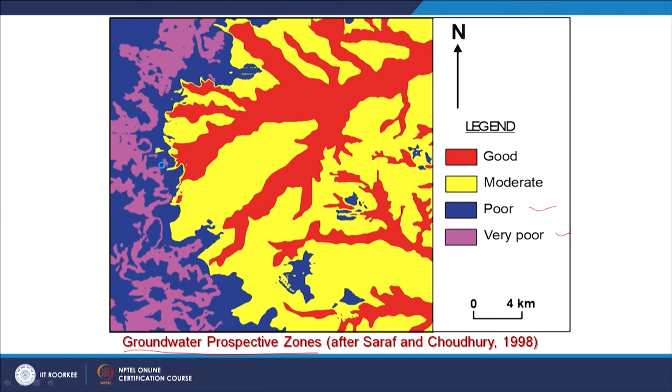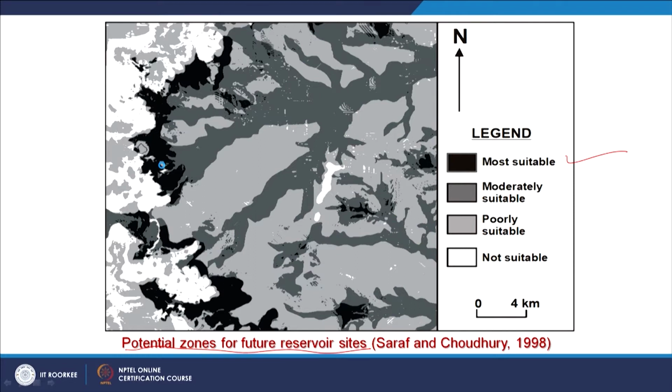One is the groundwater prospective zones, and the other is the groundwater recharge structure locations, where you should locate them. Now, the weightage which we have assigned to different layers, or different categories within one layer, can be different in different areas. So each area has to be studied first through satellite images and other data sets, preparing such things, and then you can do it.